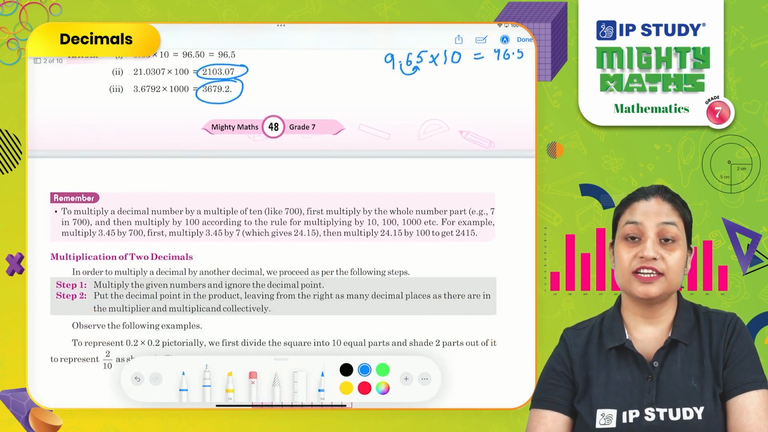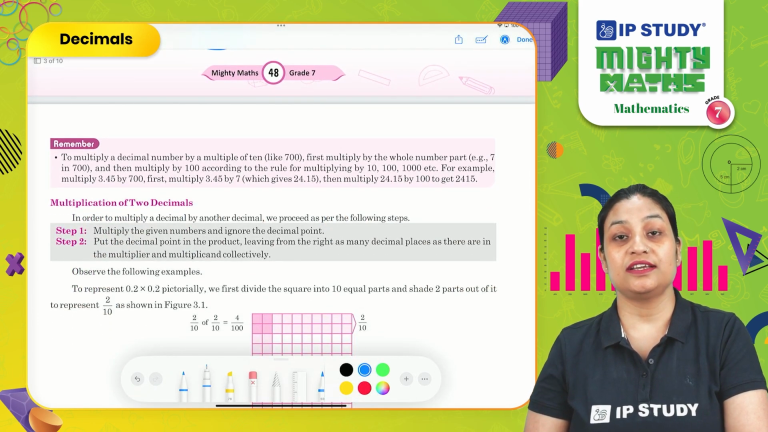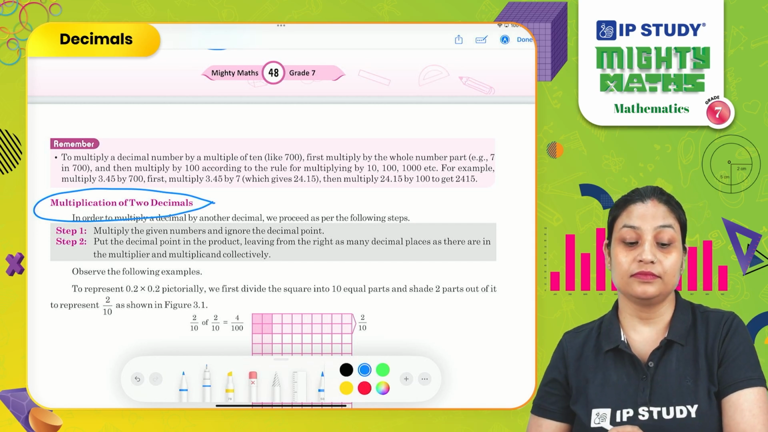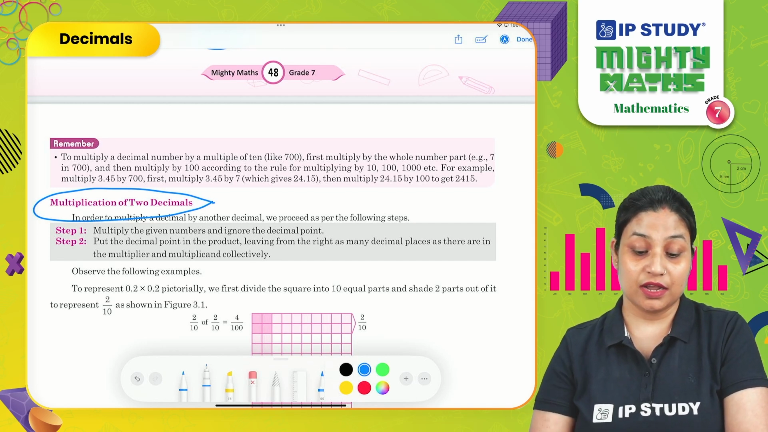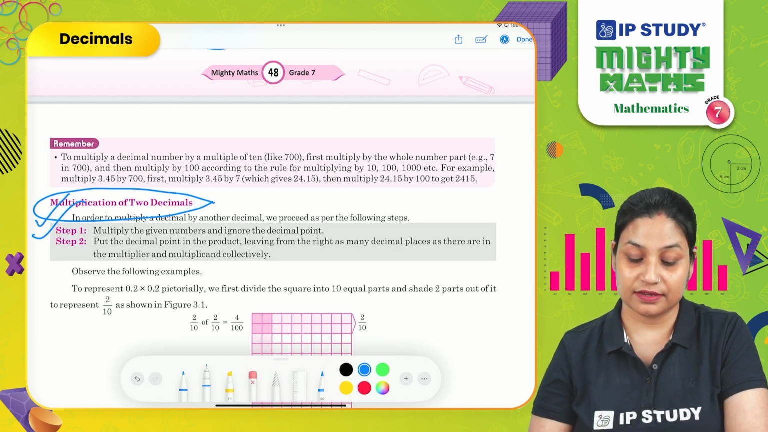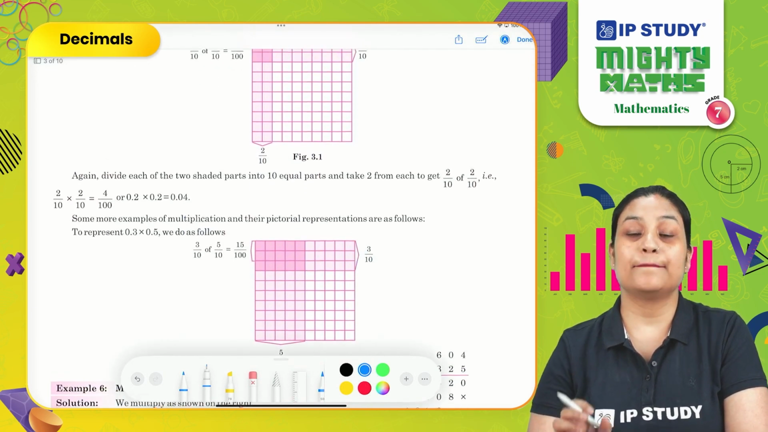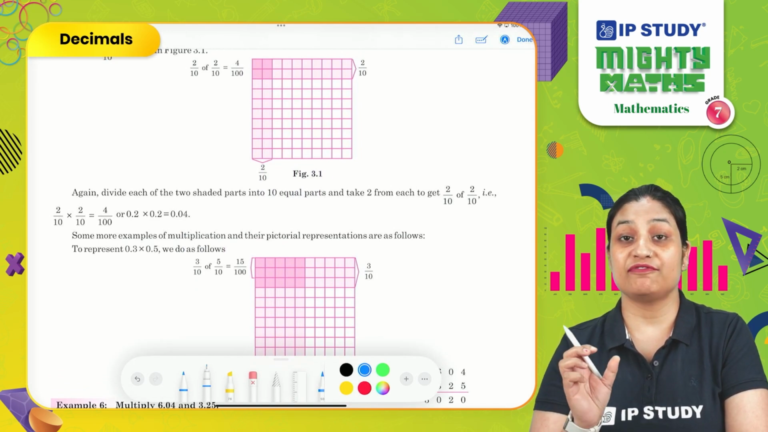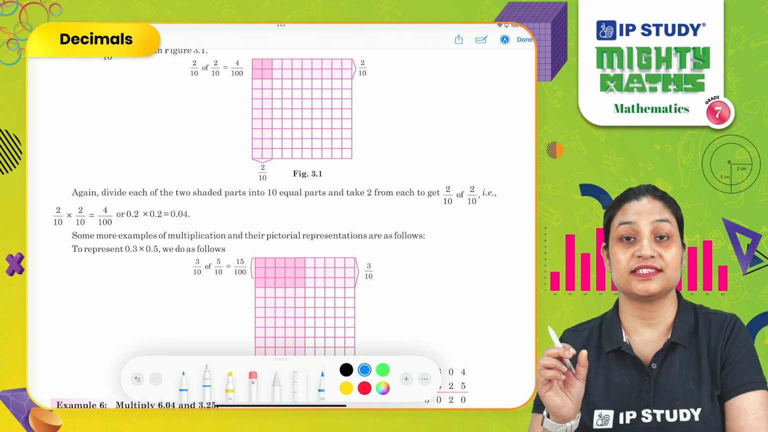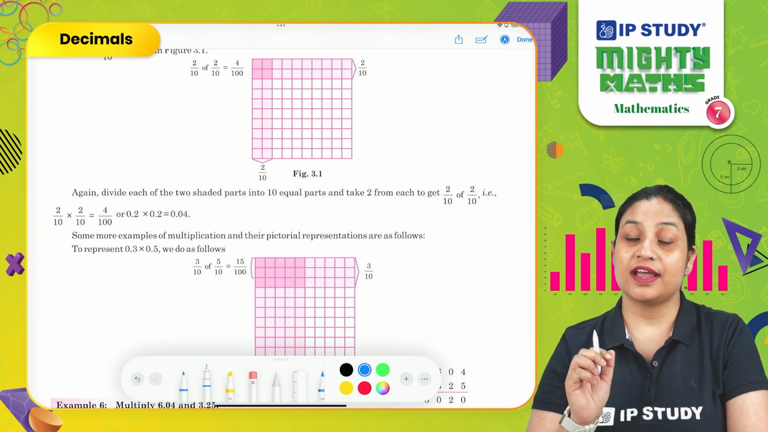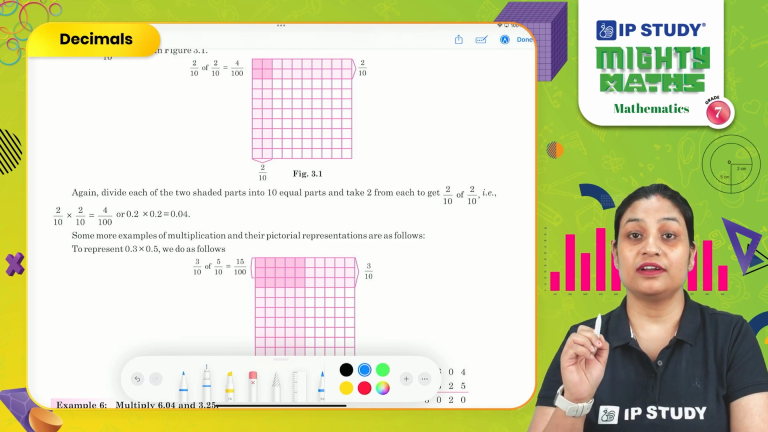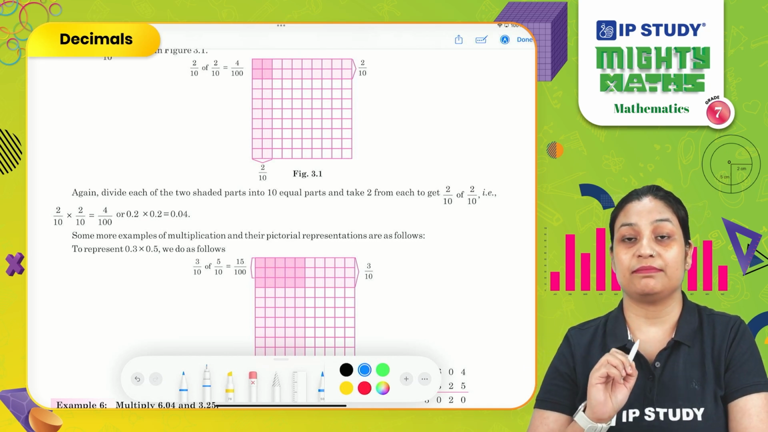Now let's move on to the next topic. We will take the next scenario: how to multiply 2 decimal numbers. How are we going to do that? Simply, multiply the 2 numbers as if you are multiplying 2 whole numbers. In the second step, count the number of decimal places in both the numbers, add them, and then, counting from the right, put the decimal point after that many places, right?